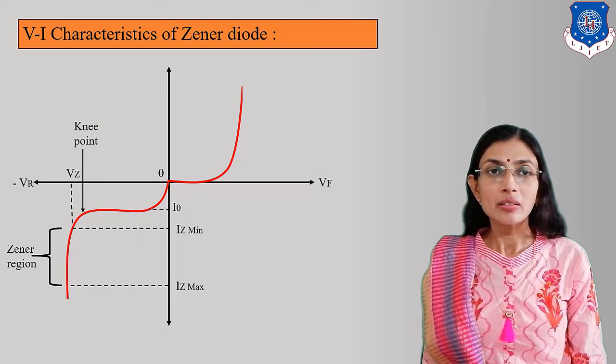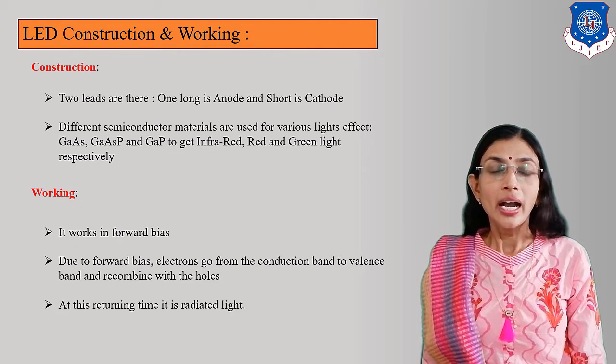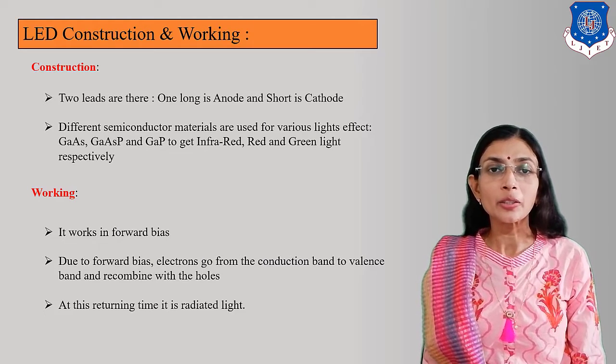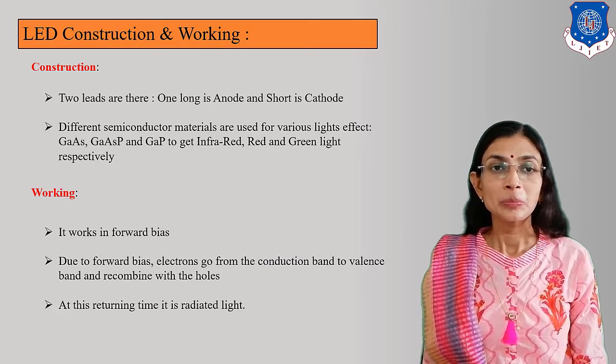Now let us start the LED construction and working. I'll explain the second diode, that is LED, light emitting diode. LED is also a two-terminal device, with anode and cathode. The long terminal is known as anode and the short terminal is known as cathode.